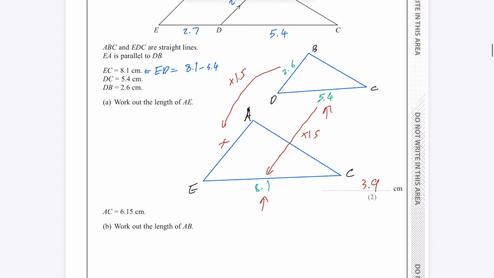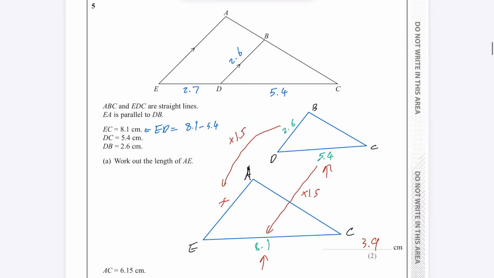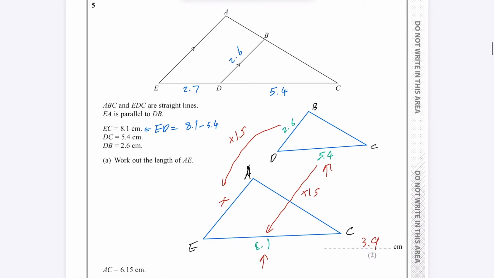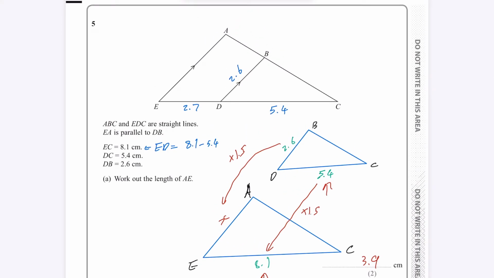And if I scroll down, it says A to C is 6.15. Okay, they've told us what A to C is. Work out the length of A to B. So if I come back up here, the question's now asking me to work out, let's call this Y. It's asking me to work out what Y is, but it's told me the full length, which is fine. So they've told me A to C, which is the full length, is 6.15.